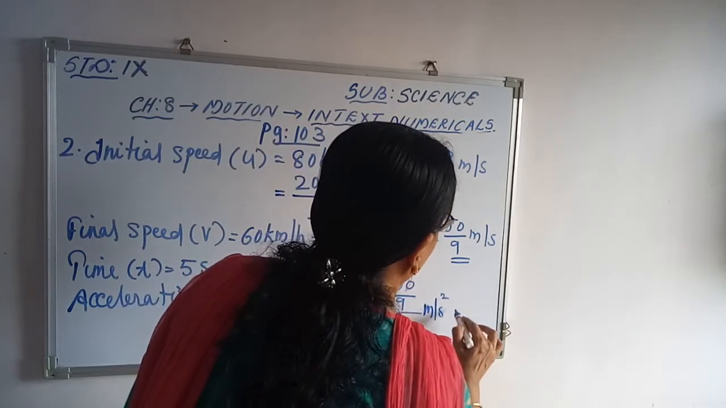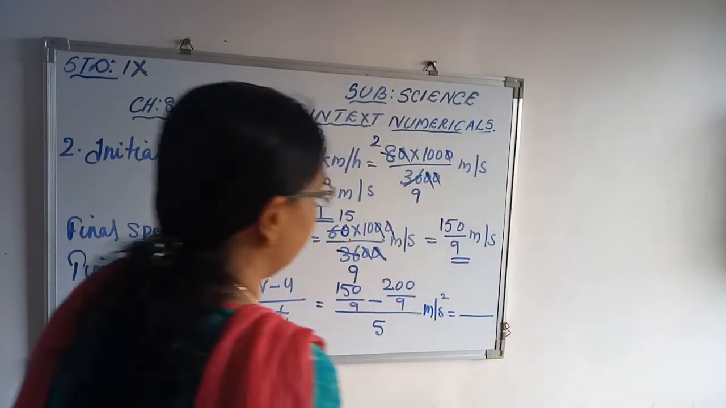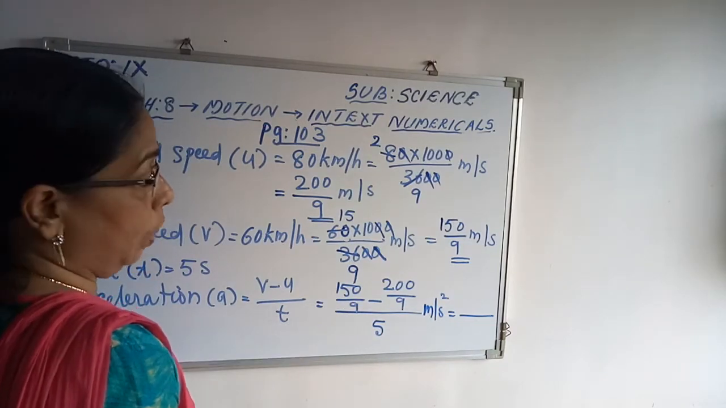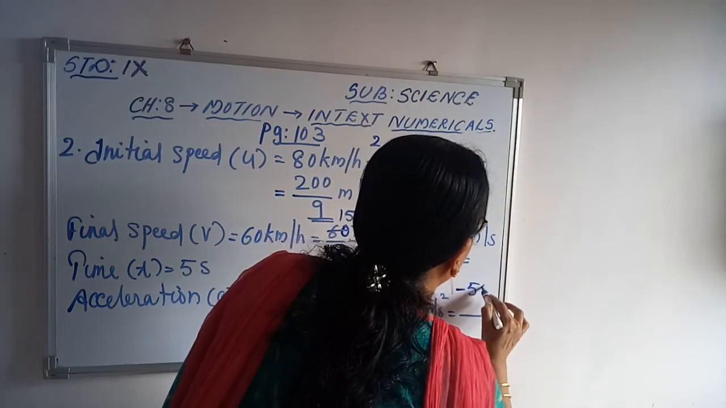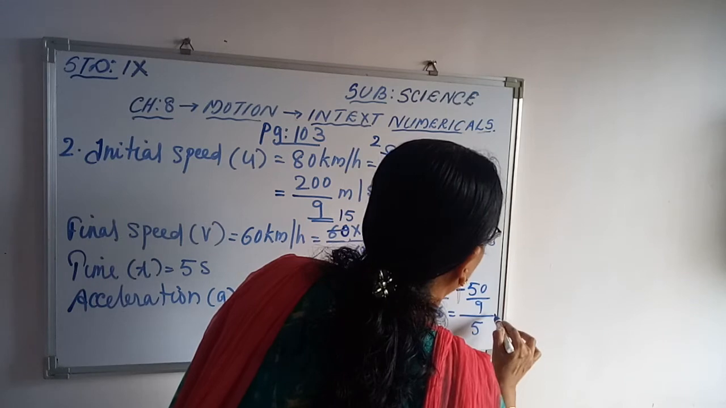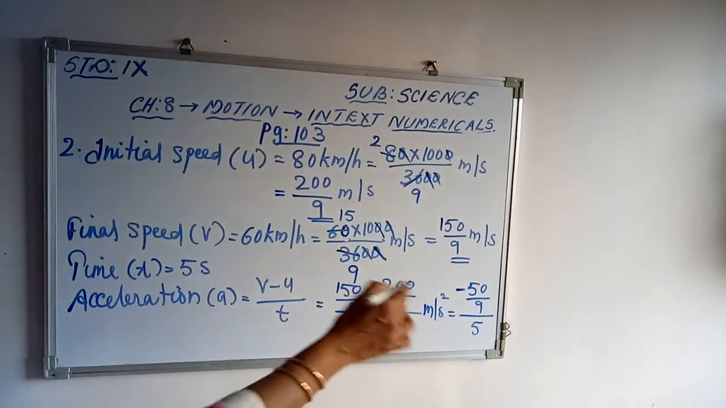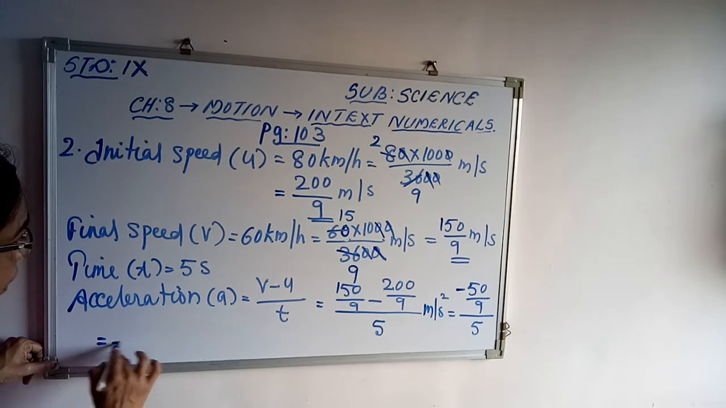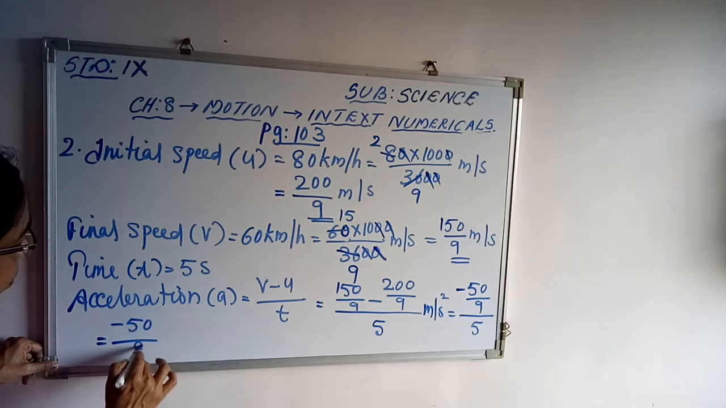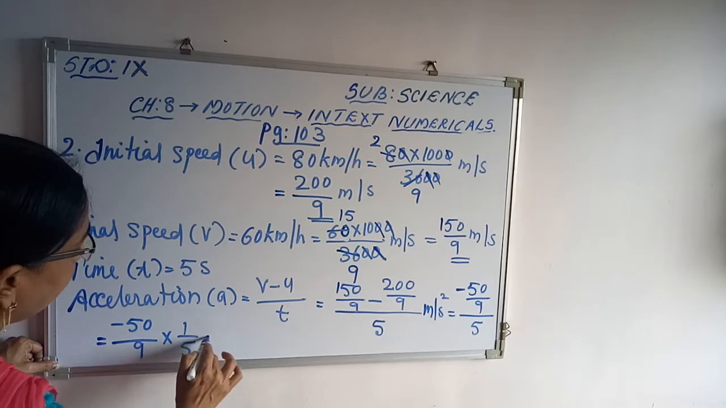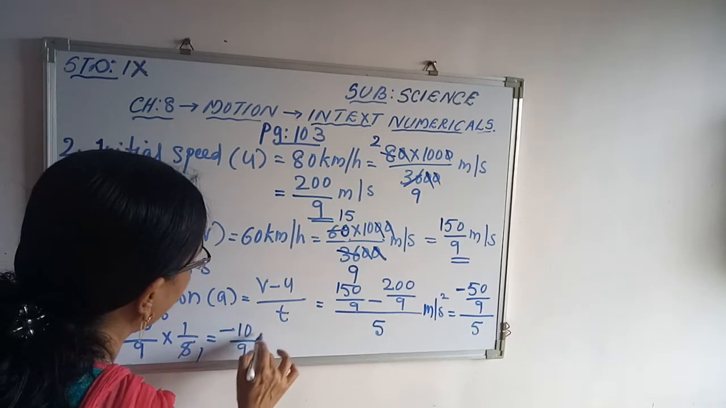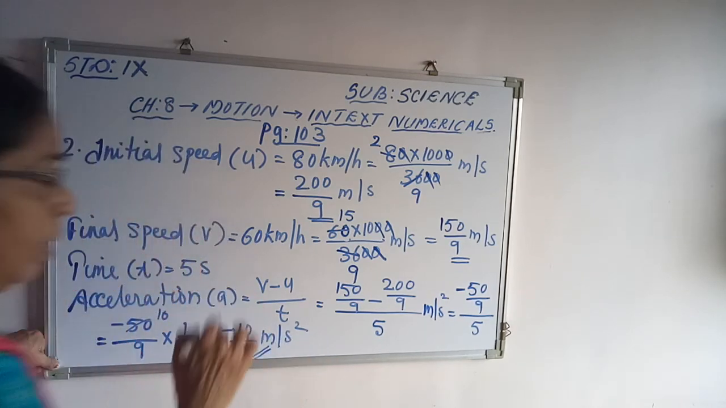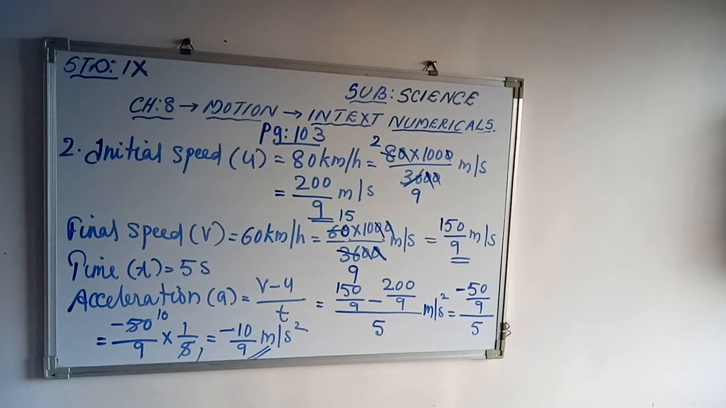meter per second square. That's equal to, see here, 150 minus 200. Denominator we can make the same, 9. So we get minus 50 upon 9 from 5 meter per second square. That's the unit. Write the unit there. So fraction minus 50 upon 9 into 1 upon 5. That's equal to 5 ones are 10, minus 10 upon 9 meter per second square. That is the acceleration. Minus 10 upon 9 meter per second square.